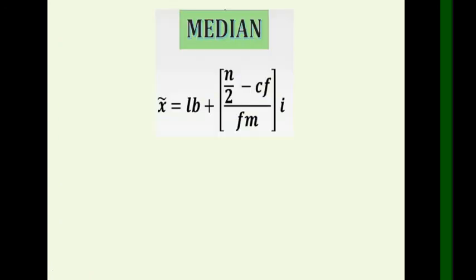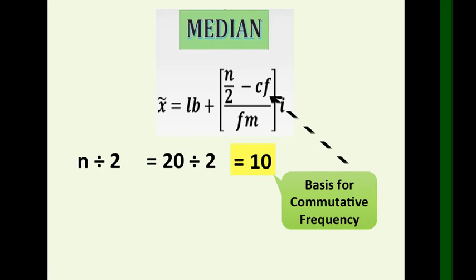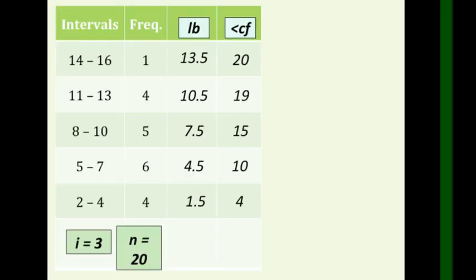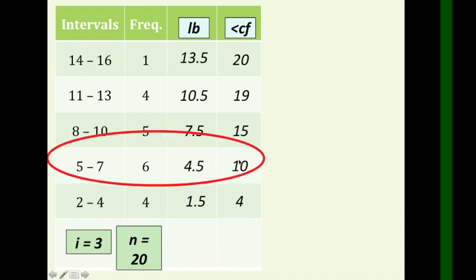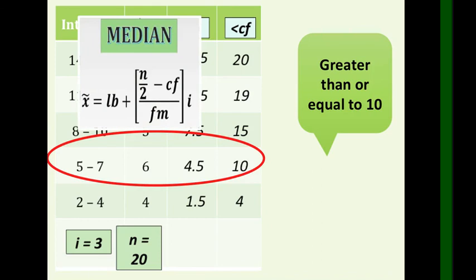Now let's go to the formula. N divided by 2. Our n is 20, divided by 2 is 10. So this is our basis for the cumulative frequency. Is there any 10 in the cumulative frequency? Exactly, there is an exact 10 here. So we can choose that. Now that will be greater than or equal to 10, and our formula is this one.